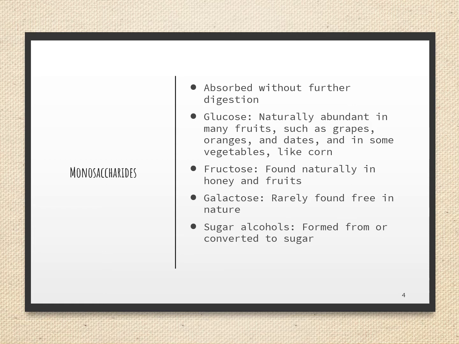Glucose is the only sugar that's transported through the bloodstream that can nourish all of the cells of the body. So glucose is kind of the most important of the sugars, and it's found abundantly and naturally in a lot of fruits like grapes, oranges, dates, and even in some vegetables like corn. It's found in sweet potatoes, things like that. And then fructose is found naturally in honey and some fruits. Galactose is never really found free in nature.